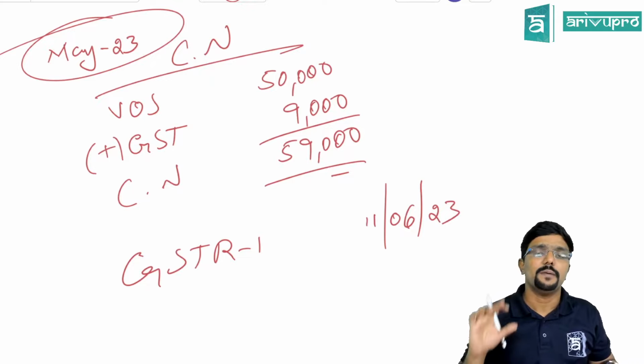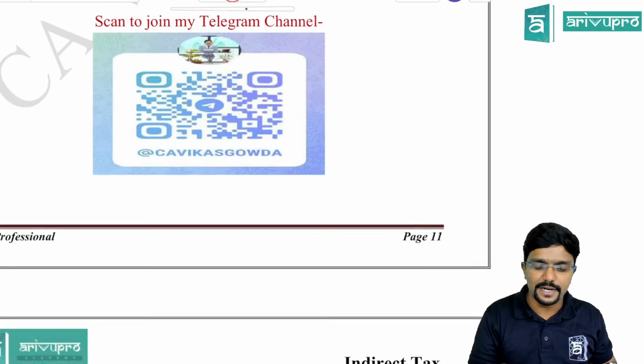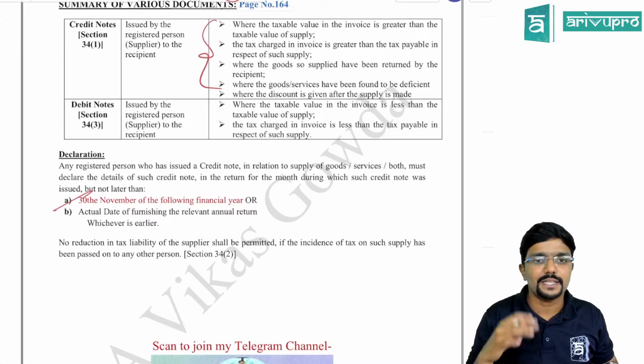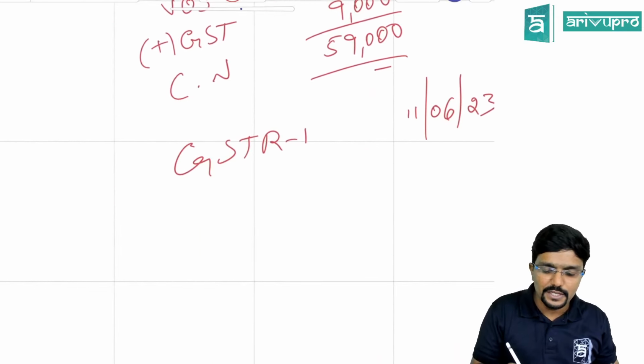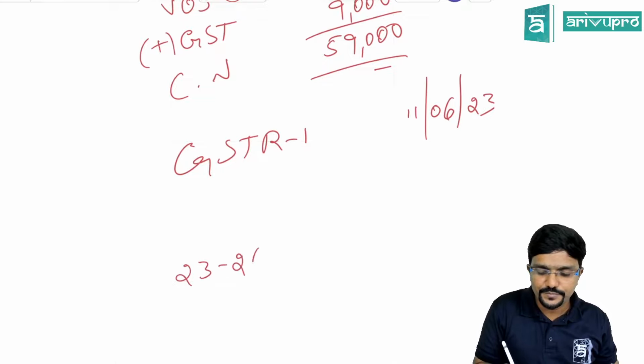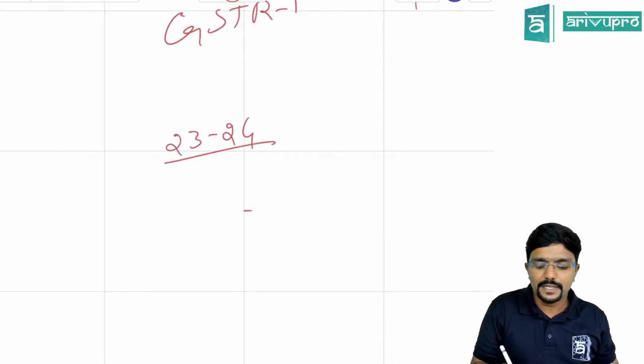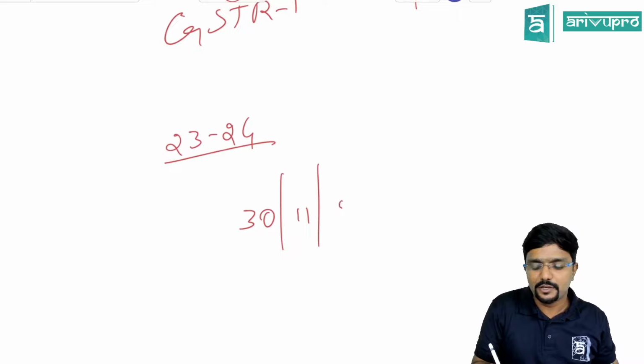But they are telling maximum, you can give it later also, but not later than what date? But not later than 30th November of the following financial year. So in which year did you issue the credit note? In the financial year 23-24. Okay. 30th November of the next financial year means 30th November 24.